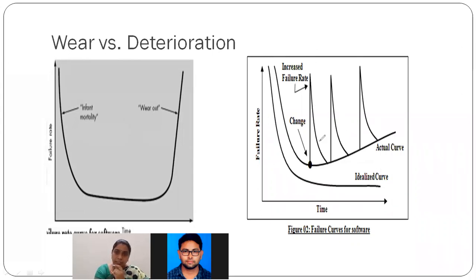So all this increase in the failure rate shows up when we want to make changes. If we want to make changes in the software, only then will the failures increase. If you don't make any changes in the software, the curve keeps going in the same way, as in an idealized curve. So this is what we tried to explain yesterday.